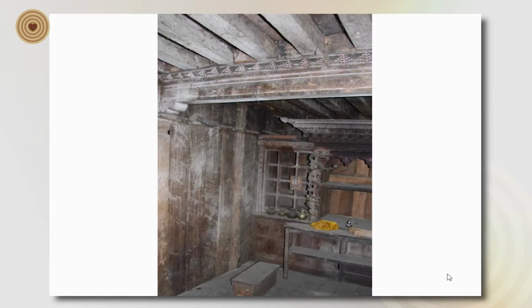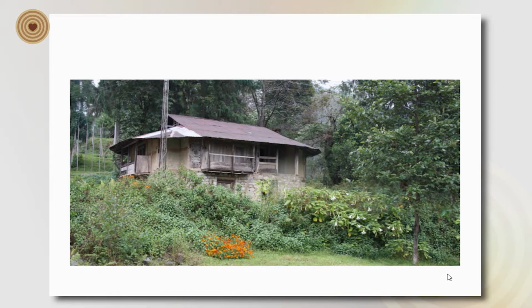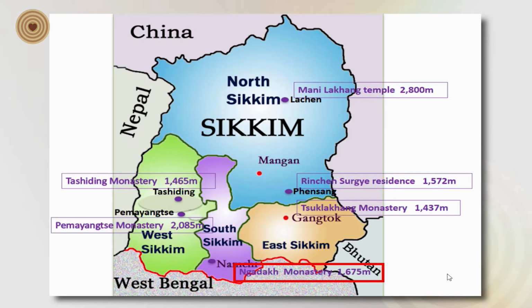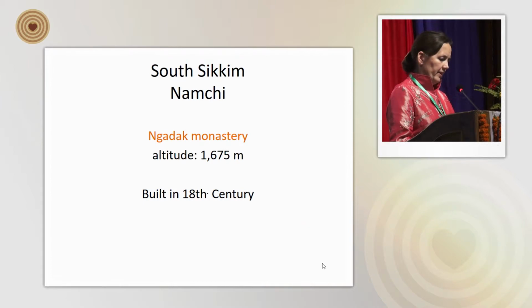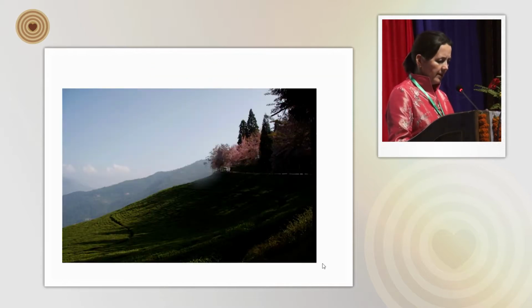This is some inner side from the temple, from this house, traditional house. And now we go to the next. This is Nadak Monastery, and it is a little bit higher. It's 1,600 meters high. It's the oldest temple, 18th century. And here is the area. You see tea fields in the area.